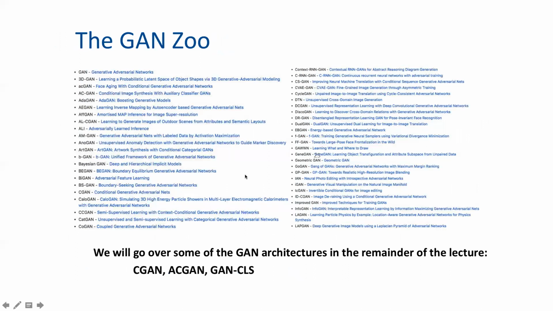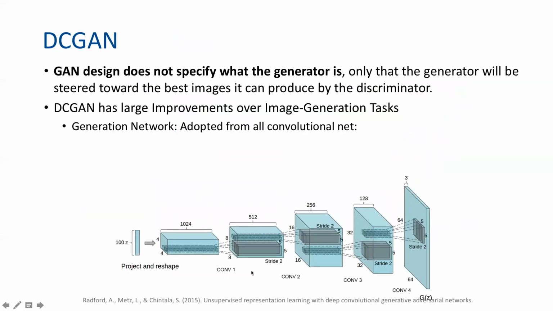And here is a sample of some of the papers since the original GAN paper. Yeah, so there's many ideas here, but we're gonna give a sample of some of the important ones. Okay, so the original GAN paper left open what the architecture of the generator is.